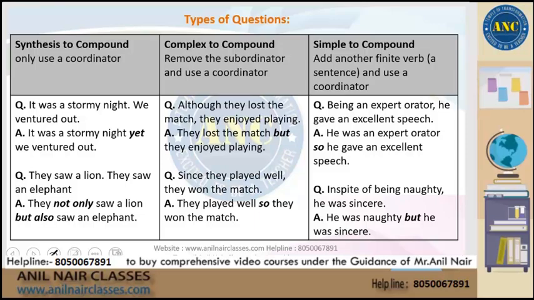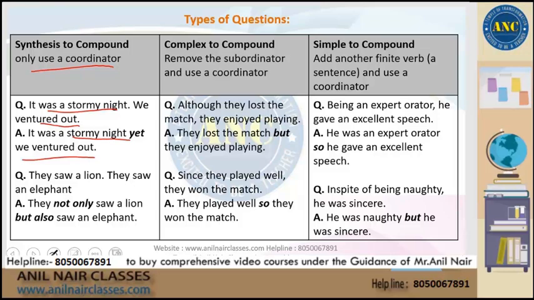When you're trying to convert, synthesis is when you are trying to convert and you're only using a coordinator. It was a stormy night. We ventured out. It was a stormy night, yet we ventured out. These are two simple statements to turn into compound. You would say, it was a stormy night, yet we ventured out. What do you mean by venture? To go out.